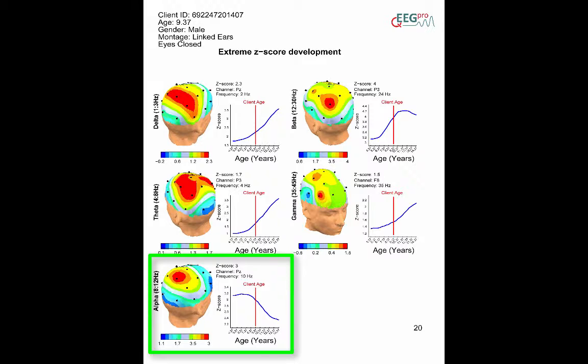In terms of treatment, the extreme Z-score development analysis can give valuable insight in deciding what would be the most clinically relevant deviant activity to base treatment on.